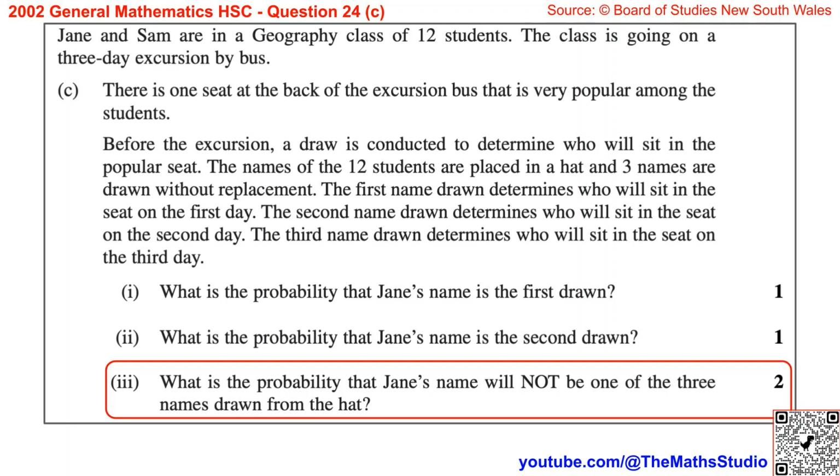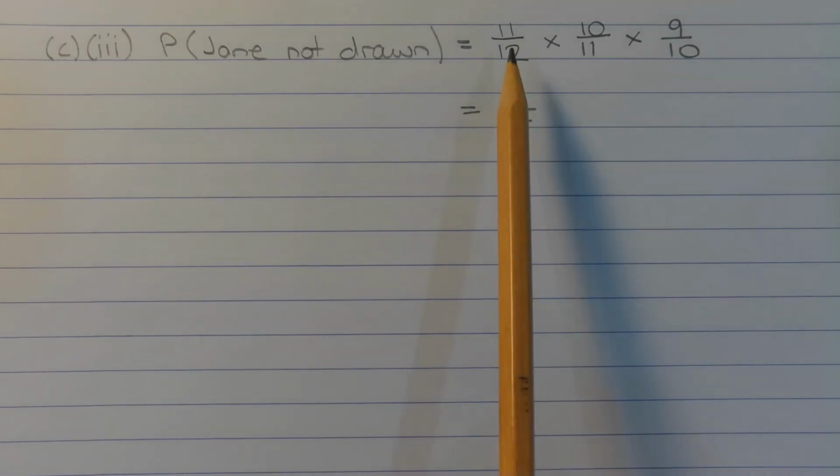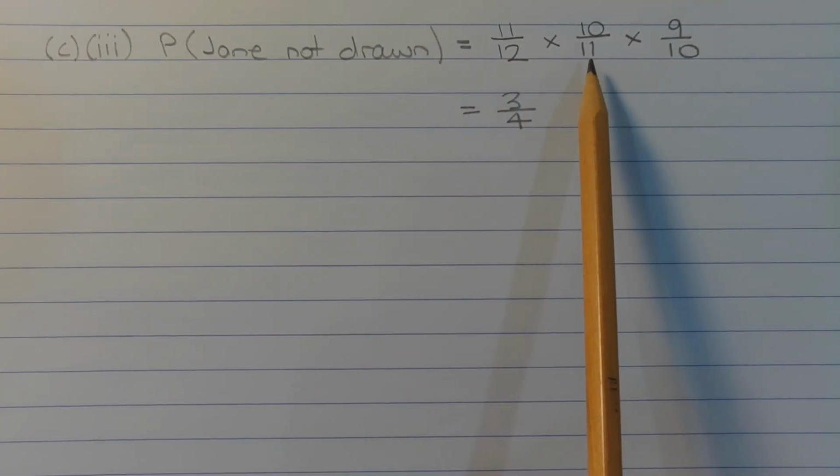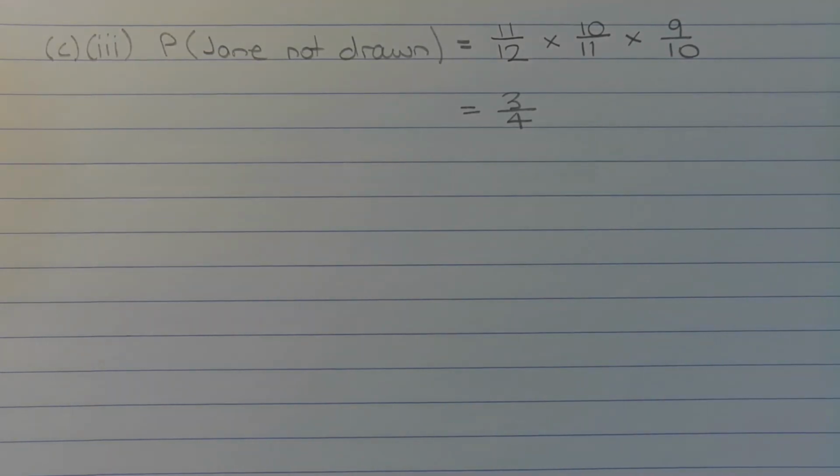Part 3. What is the probability that Jane's name will not be one of the 3 names drawn from the hat? In the first round, there are 12 names to choose from. In the second round, there are 11 names to choose from. And in the third round, there are 10 names to choose from, since it's selection without replacement.